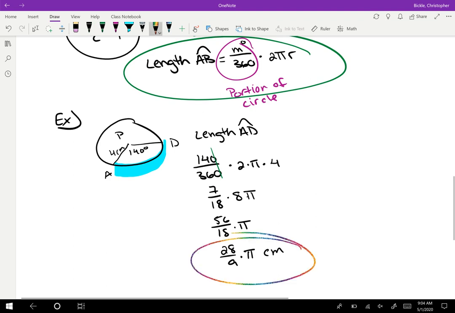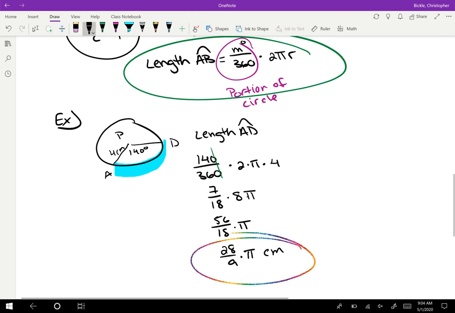Now that is an exact answer. I know you guys look at that and you're going, 28 over 9 pi centimeters, that makes no sense at all. 28 over 9 is just over 3. So that's 3 1/9, so that's 3.1. Pi is 3.14. So it's 3.1 times 3.14. It's a number somewhere around 10. As mathematicians, we like to have the exact answer with pi because if we continue to do any calculations with it later, then it's going to make that easier for us, and our calculations are going to be closer to exact.